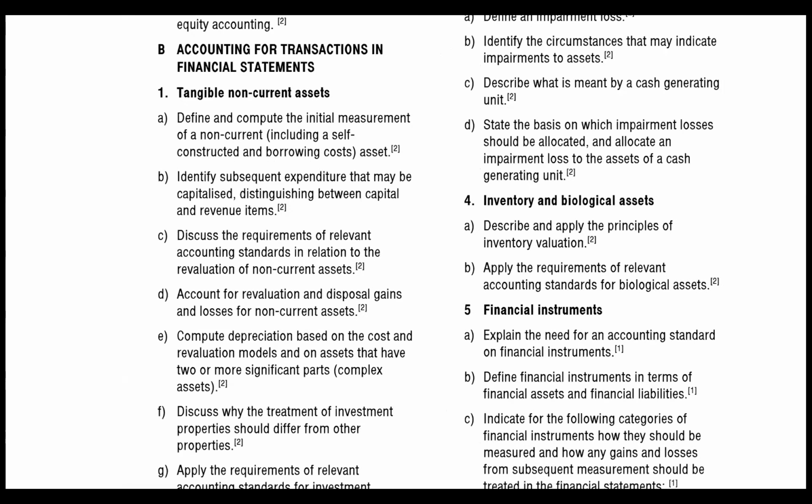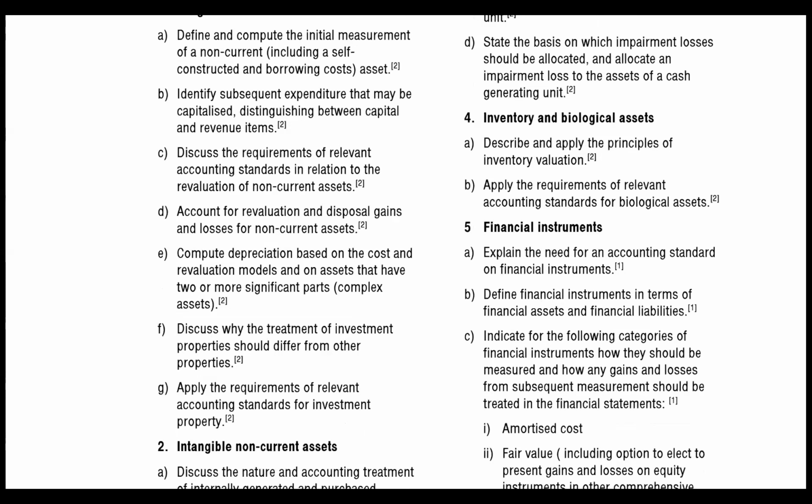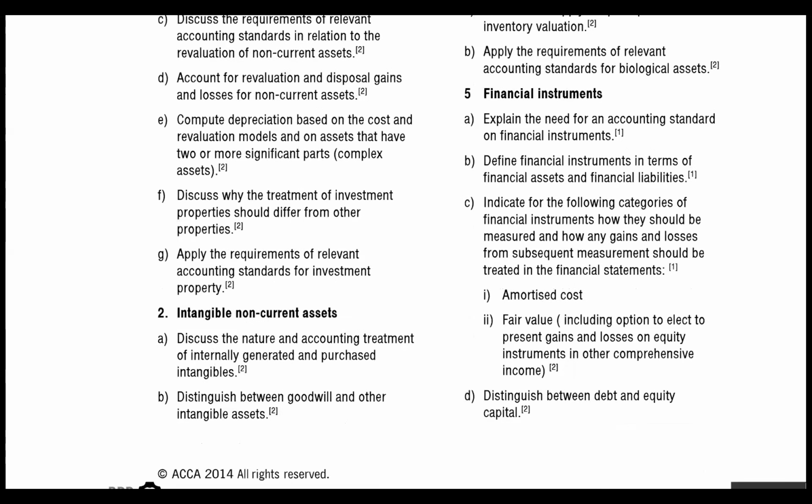The second part, here we'll learn the accounting for transactions in financial statements. How do you account for transactions in financial statements? We will start with the tangible non-current assets, where we will learn how to identify the subsequent expenditure that may be capitalized, distinguishing between capital and revenue items. We will have time to discuss the requirements of relevant accounting standards, even in relation to the revaluation of non-current assets. We will not end there.